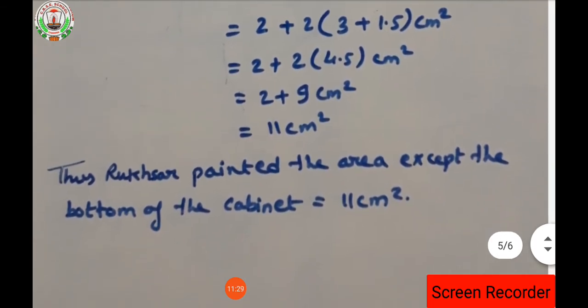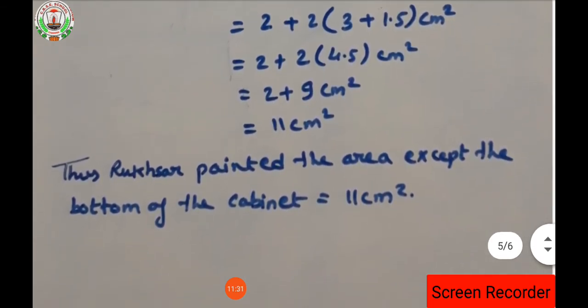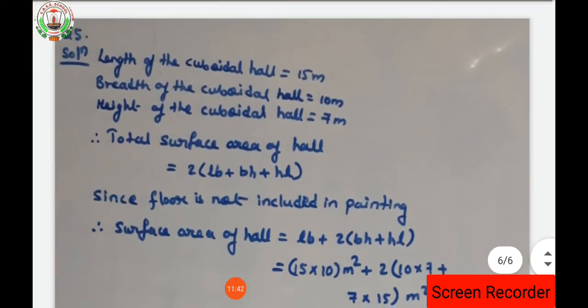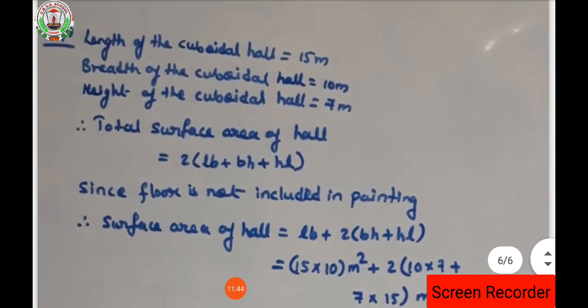Why is the bottom not being painted? Since in the question itself it is said that the bottom of the cabinet is not going to be painted by Rukhsar. So the formula is changed. Okay. Similarly, we are going to do question number 5 also.